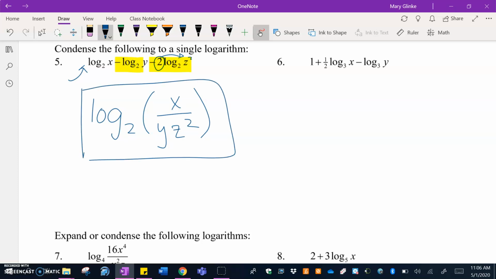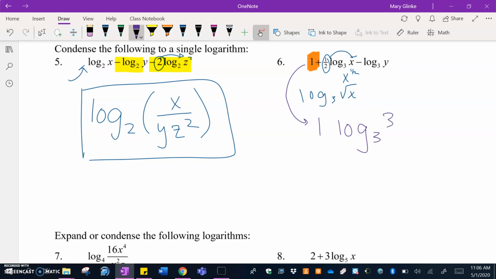Okay, for number 6, we're going to do the same thing. I see this 1/2. It's going to go up as my exponent, so this is x to the 1/2, or the square root of x. Okay, so that's going to be log base 3 of the square root of x. This 1 out in front is a number, so I'm going to have to do that strategy we were talking about earlier. I'm going to leave the 1. My base of this problem is 3, so I'm going to write log base 3 of 3. Then I'm going to take the 1 and I'm going to bring it up as my exponent.